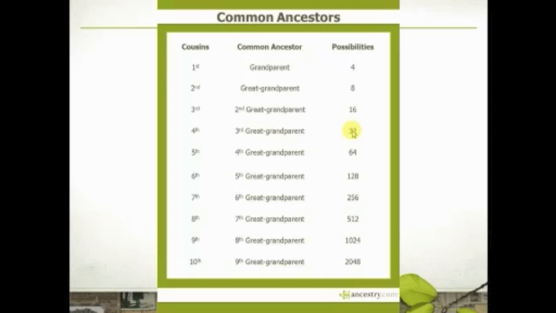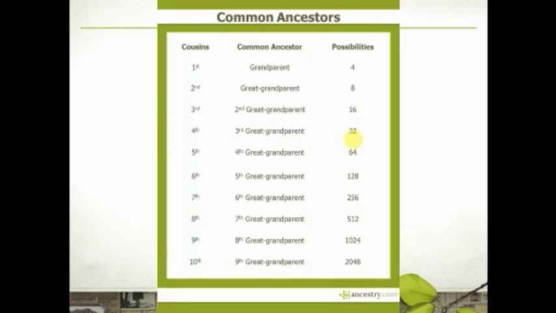So what that means is that if I can't figure out how they connect to me, it could be that couple that I'm missing is the connection. Or it could be that my match doesn't know all 32 of their third great-grandparents. And so maybe I can work with them to help them identify more of their third great-grandparents so that we can make that connection.